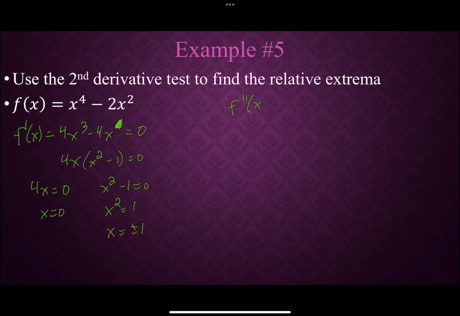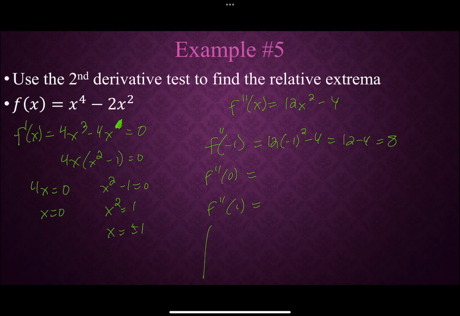It's simple enough. So our second derivative would just simply be 12x squared minus 4. And what we're going to do is plug in those critical point values, -1, 0, and +1, and see what we get for the second derivative. So 12 times -1 squared minus 4 is a +8, which means since it's positive, we have a min at x equals -1.